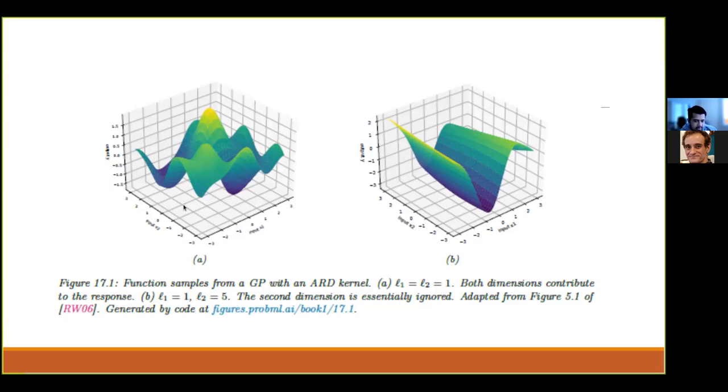Suppose we have this function space that is represented in A. This A would be a function sampled from a Gaussian process, GP, with that previous kernel that we mentioned. If both L1 and L2 are one, then we want to focus on both dimensions, so this will be the output. But in figure B, if L1 is one and L2 is five, we are ignoring the second dimension because L2 is five. All the sampled functions would focus mainly on the first dimension. So the L variable is a way to control which dimension to focus on.